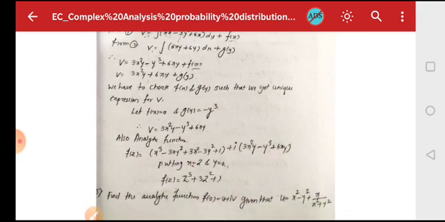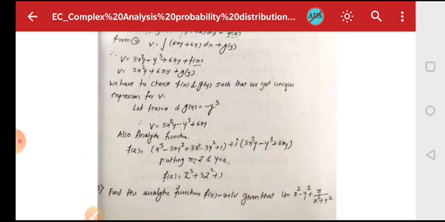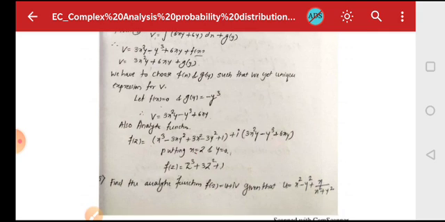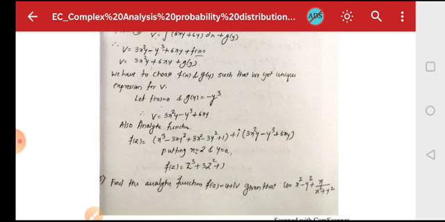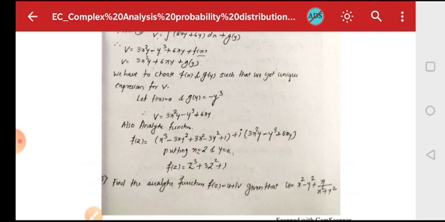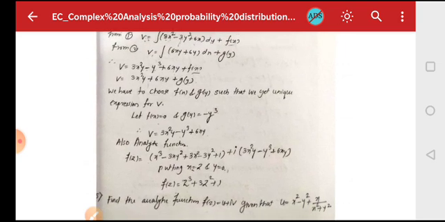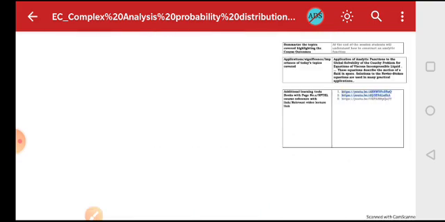Also we have to find the analytic function f of z. So f of z is equal to u plus i into v. So it is x cube minus 3xy square plus 3x square minus 3y square plus 1 plus i into (3x square y minus y cube plus 6xy). So putting x is equal to z and y is equal to 0, we will get f of z is equal to z cube plus 3z square plus 1.